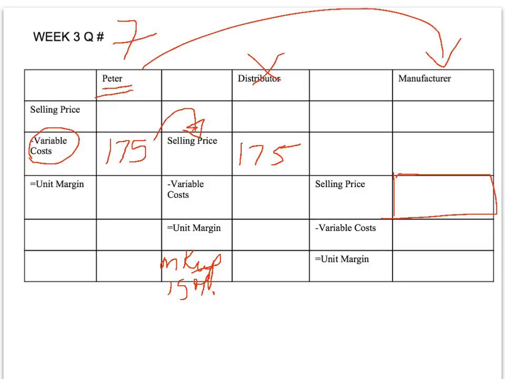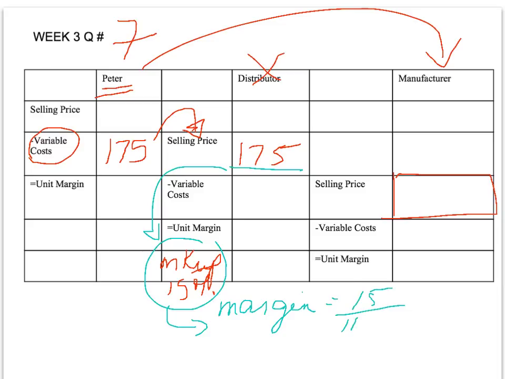Now that we know that the distributor marks up their products by 15%, when you've got selling price and markup, what we've discussed is the easiest thing to do is flip that into a margin, which is 15% divided by 100% plus 15%, 15 divided by 115, for a 13% margin. Multiply that by your 175 selling price to give you your unit margin. In this case it is 23.